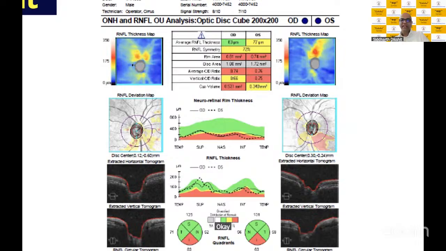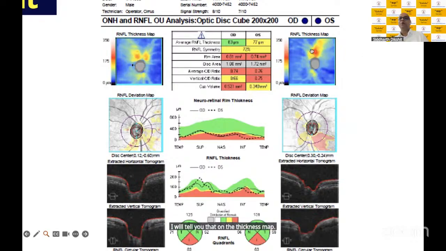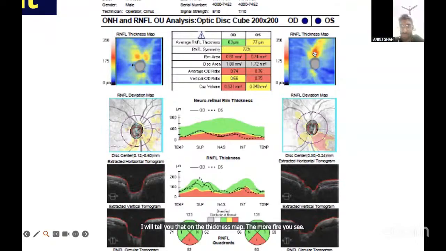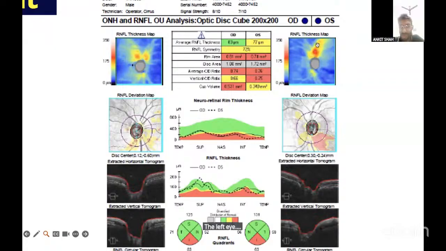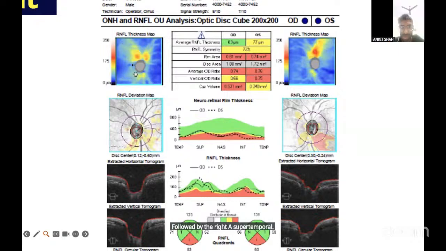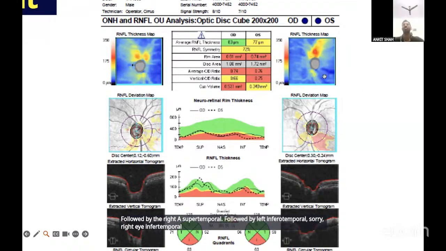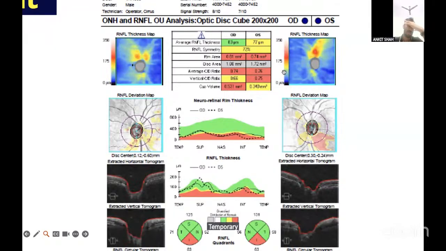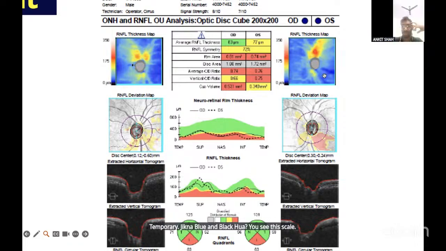Okay? Even if I have to give you one message out of this class, I will tell you that on the thickness map, the more fire you see, उसका मतलब उतना ठीक है. The left eye superotemporal is the thickest, followed by the right eye superotemporal, followed by left eye inferotemporal, sorry, right eye inferotemporal, and followed by the left eye inferotemporal. Jitna blue and black hua, you see this scale, right? Utna gadbad hai.